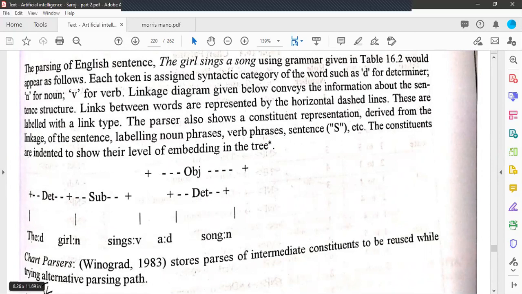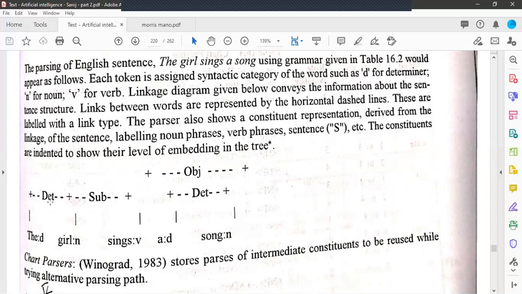You are tagging. This is like tagging. The is tagged with determiner tag, separated by a colon. The colon D. Girl colon N. Sings colon V. It is a verb. And link grammar aspect of this is shown here.